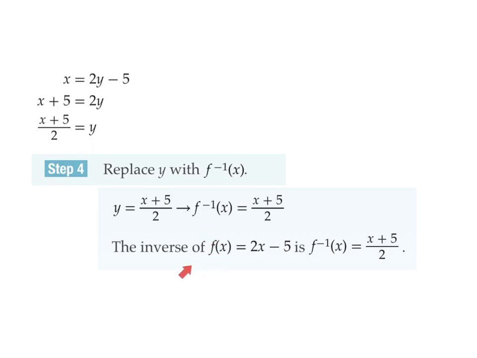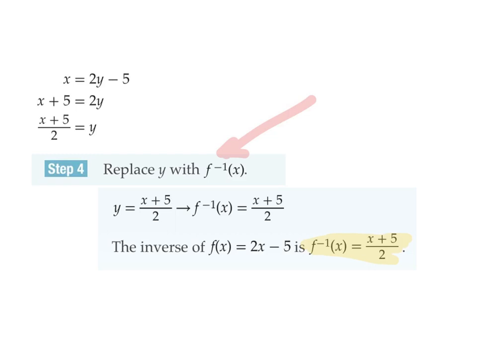Here's sort of a summary, this last little part. The inverse of f of x equals x plus 5 over 2. If it was asking you to find the inverse and you just wrote that, that would be good enough, not necessarily. It is necessary that you replace the y. This has to happen.